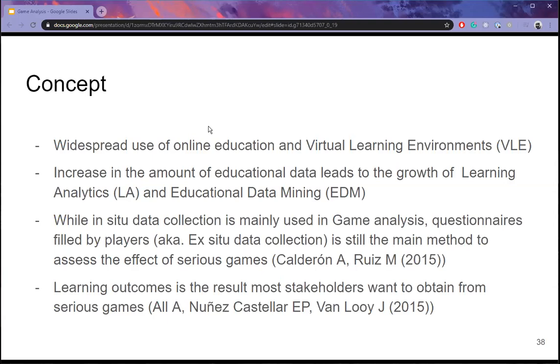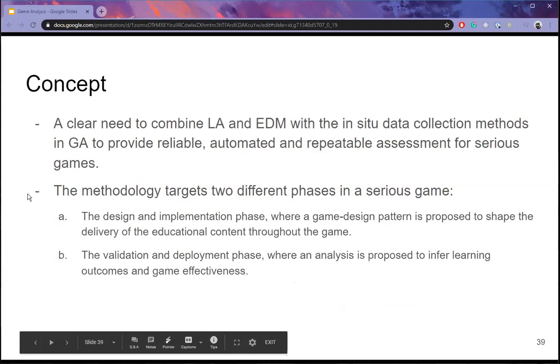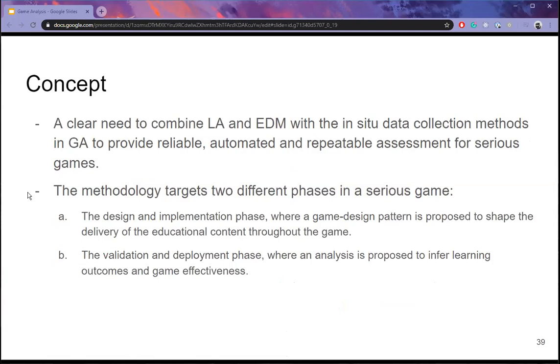And while in-situ data collection is mainly used in game analytics, the questionnaire filled in by players, if you remember what we said before, is ex-situ data collection and is still the main method to assess the effect of serious games, according to Calderon and Ruiz in 2015. And from what they found in another paper in 2015, the learning outcome is the result that most stakeholders want to obtain from a serious game. That proves there's a clear need to combine learning analytics and educational data mining with the in-situ data collection methods in game analytics, to provide a more reliable, automated, and repeatable assessment for serious games.